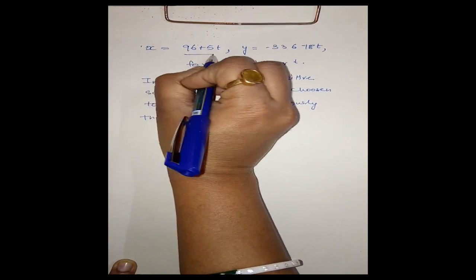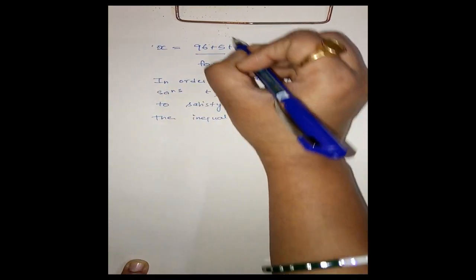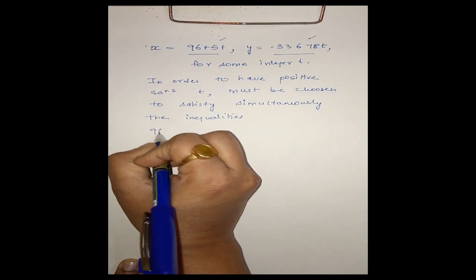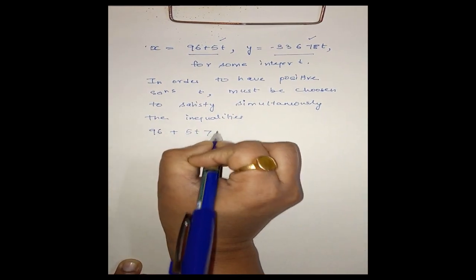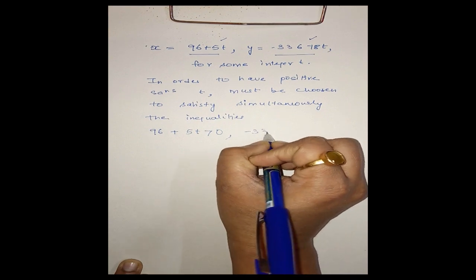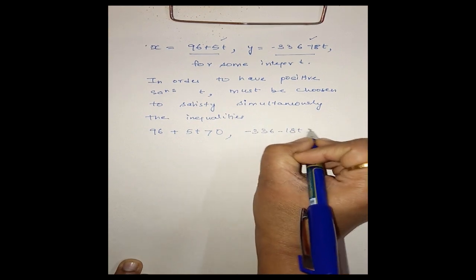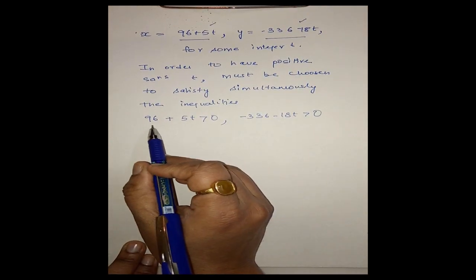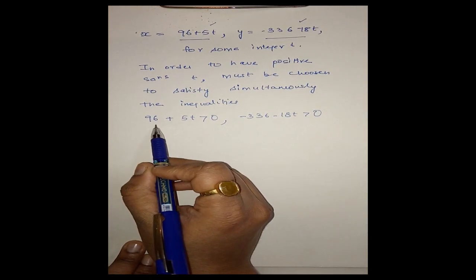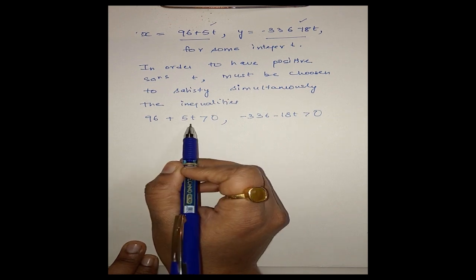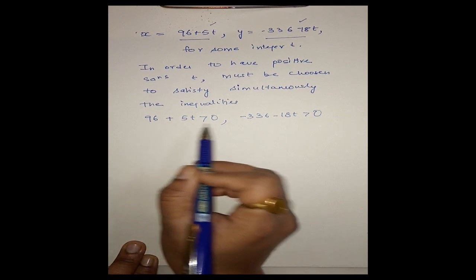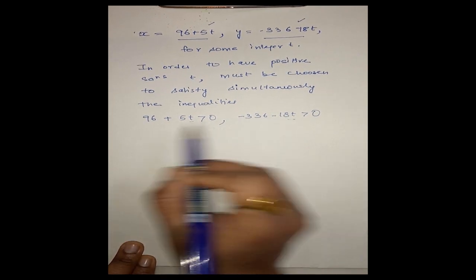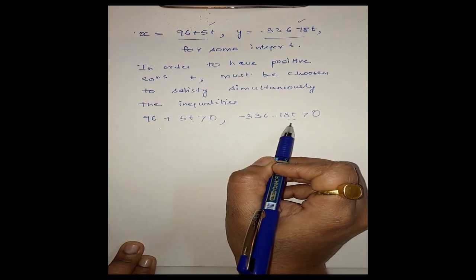Now in order to have a positive solution, t must be chosen in such a way that this should be positive and this should be positive. That is, 96 plus 5t is positive, and minus 336 minus 18t is also positive. We want to choose our t in such a way that x and y are both positive. Simultaneously, these inequalities should be satisfied.